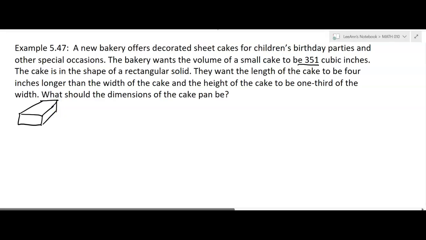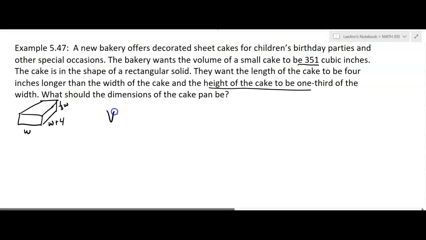Let's see. They want the length of the cake to be 4 inches longer than the width. So let's call the width W, and the length is going to be W plus 4, because it's 4 inches longer than the width. And the height of the cake to be 1/3 of the width. So it's going to be 1/3 W for the height. What should the dimensions of the cake pan be?